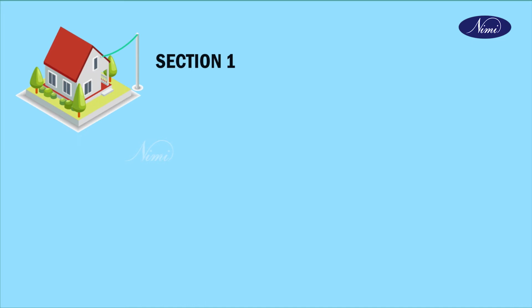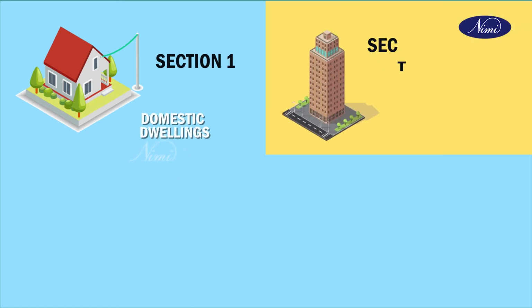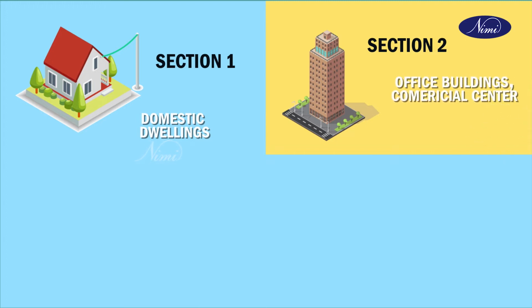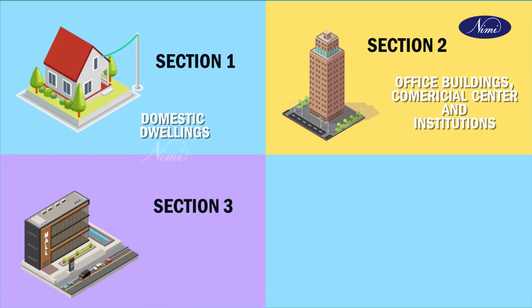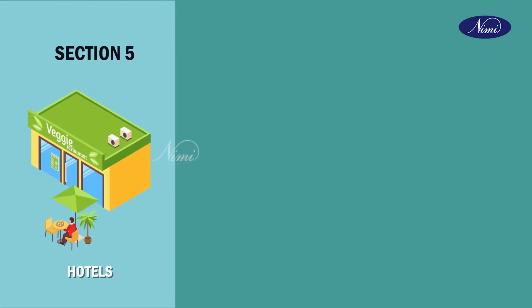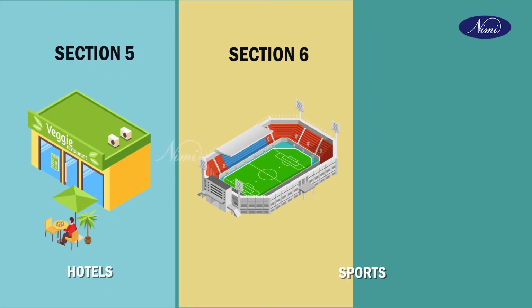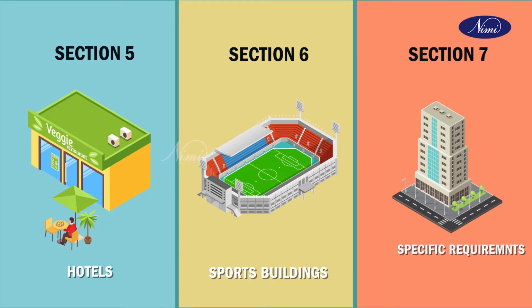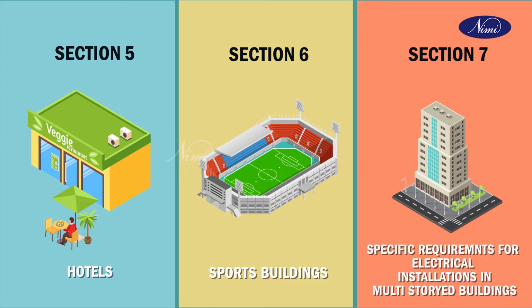Section 1 covers domestic dwellings. Section 2 covers office buildings, shopping and commercial centers and institutions. Section 3 covers recreational and assembly buildings. Section 4 covers medical establishments. Section 5 covers hotels and Section 6 covers sports buildings. Section 7 explains the specific requirements for electrical installations in multi-storied buildings.